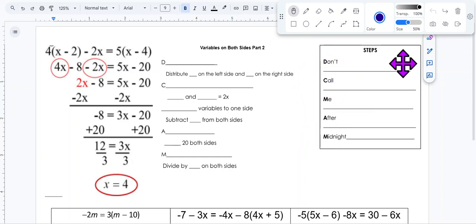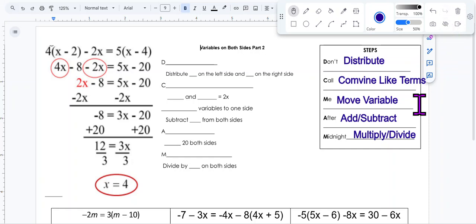Don't call me after midnight. So remember, don't call me after midnight. The first letter just helps you remember the steps of solving an equation. And this works for like 99% of equations. The only one it doesn't work for is when they have the big fraction bar, and we talked about that last class. We'll keep practicing with those as well. But remember, this don't call me after midnight will solve most equations.